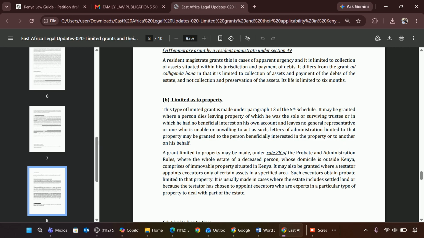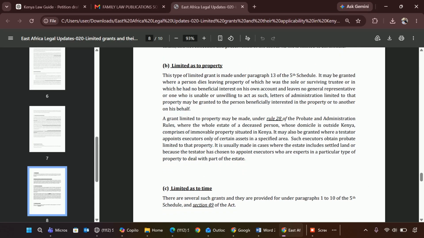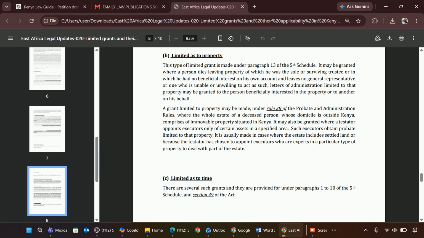Letters of administration limited to that property may be granted to the person beneficially interested in the property or to another on his behalf. This can be made under Rule 28 of the Probate and Administration Rules, where it categorically says that where the whole estate of a deceased person whose domicile is outside Kenya comprises of immovable property situated in Kenya.